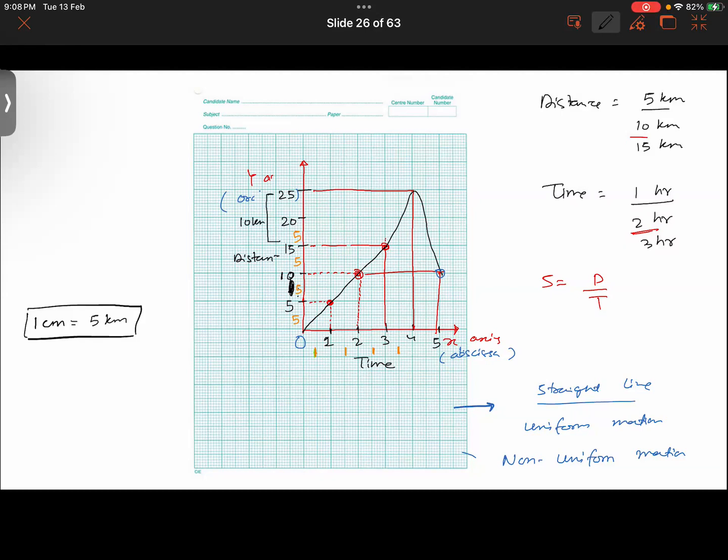So in the fourth hour, instead of covering a distance of 5 kilometers every time, it has covered a distance of 10 kilometers more than the previous time. In the third hour, it was covering 5 kilometers, so in total it covered 15. But in the fourth hour, abruptly, it increased to 10, and thereby it covered a distance of 25 kilometers.